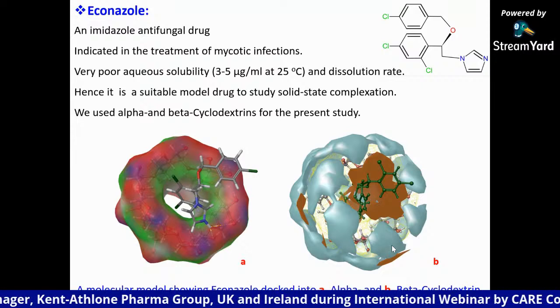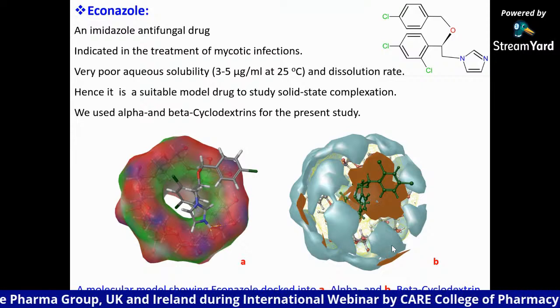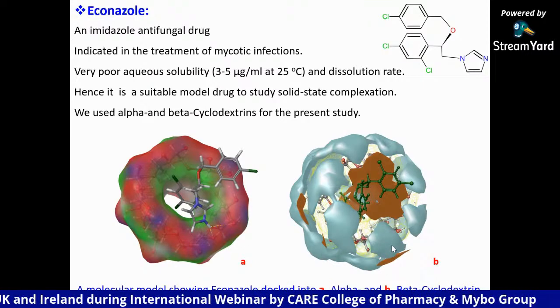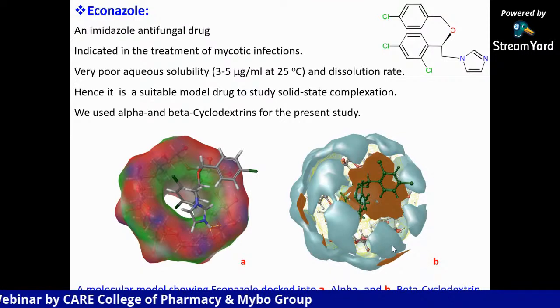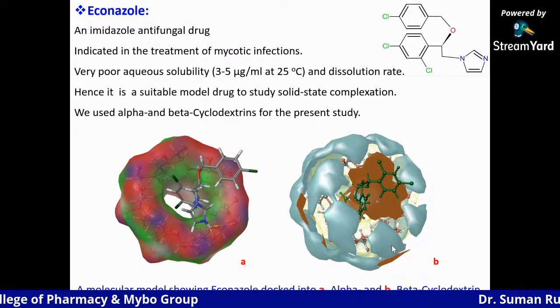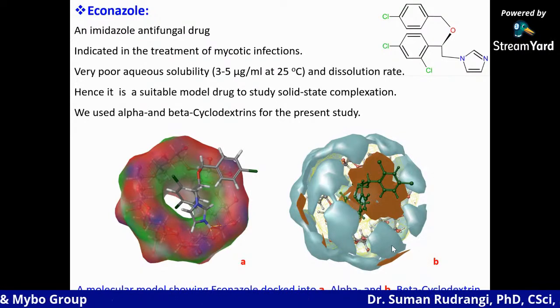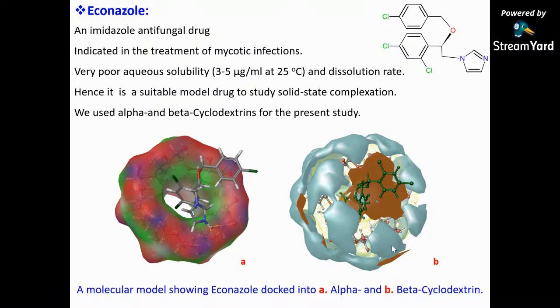And it suffers from a very poor aqueous solubility, about 3 to 5 micrograms per milliliter at 25 degrees Celsius. Friends, I repeat, it is 3 to 5 micrograms per ml. So it's very poorly aqueous soluble and has a poor dissolution rate. Hence, we chose econazole as a suitable model drug to study the formation of drug cyclodextrin complexes in the solid state. And we used alpha and beta cyclodextrins for the present study.